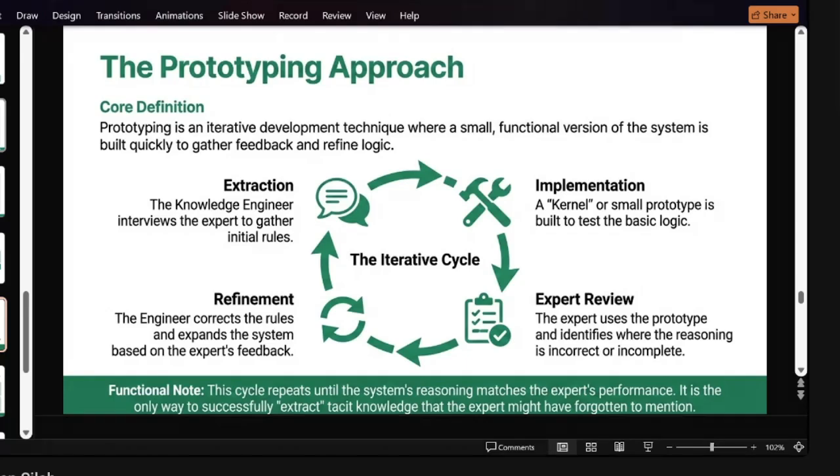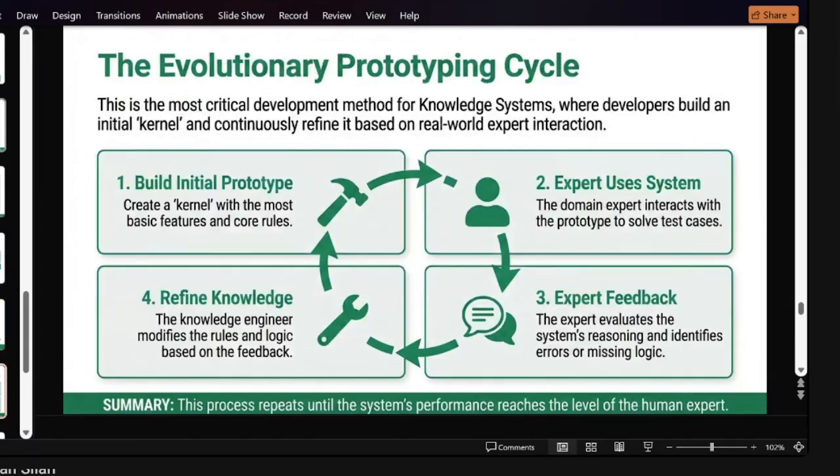Then we have refinement. The engineer corrects the rules and expands the system based on the expert's feedback. Note the cycle repeats until the system's reasoning matches the expert's performance. It is the only way to successfully extract tacit knowledge that the expert might have forgotten to mention. The next slide. The evolutionary prototyping cycle.